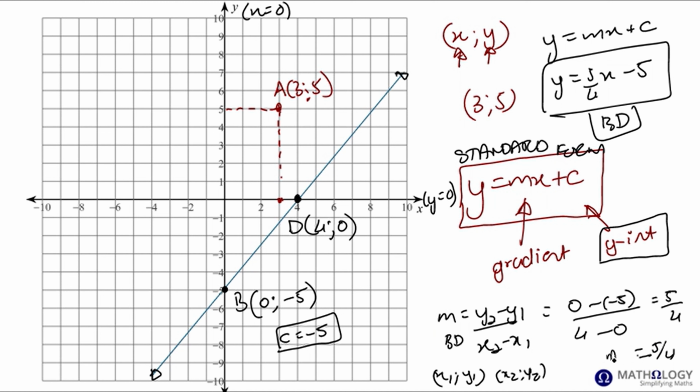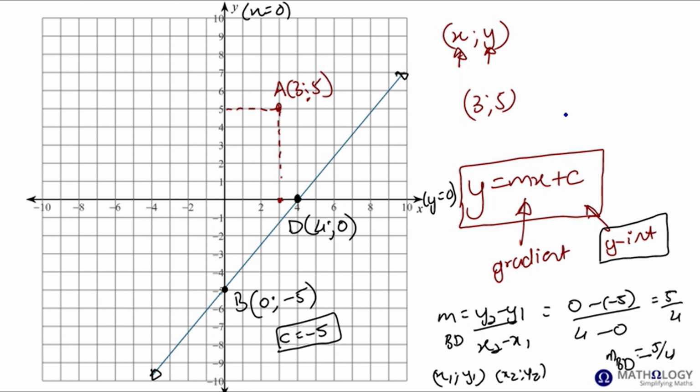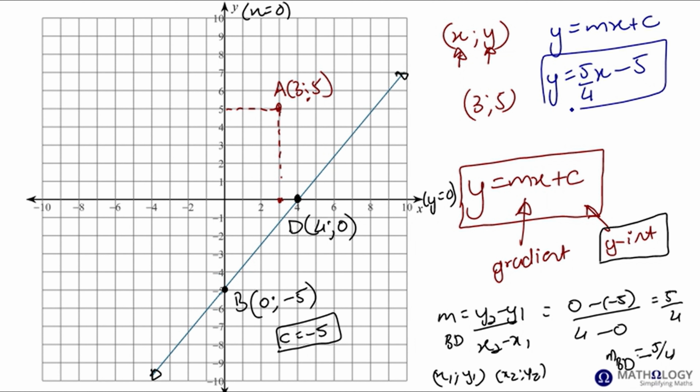This is the gradient of BD. If you want to know what the equation of line BD is, the standard form is y equals mx plus c. The gradient of BD is 5 over 4, so y equals 5 over 4x, and c is minus 5. So this line, y equals 5 over 4x minus 5, represents the equation of BD.